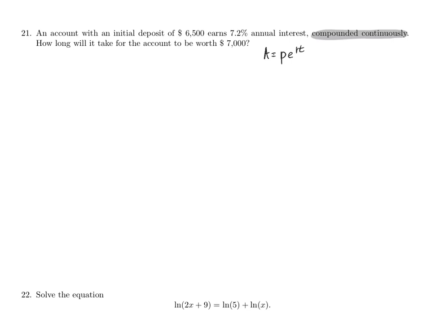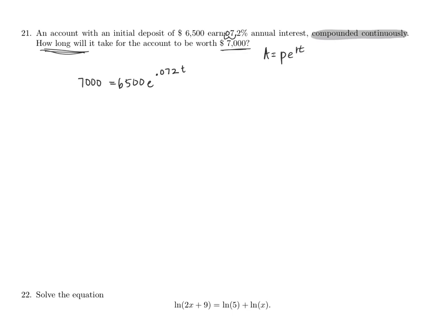All right. So I'm asked here how long. So that means I'm not going to know the time. So t is going to be the variable that's left when I plug in the information. So an account with an initial deposit of $6,500. So $6,500 is the P. Okay. It wants to know how long it'll take for the account to be worth $7,000. So that's going to be the amount at the end. The rate is 7.2. As a decimal, that's 0.072. Remember, you move the decimal over to the left twice. And then t is what we don't know.